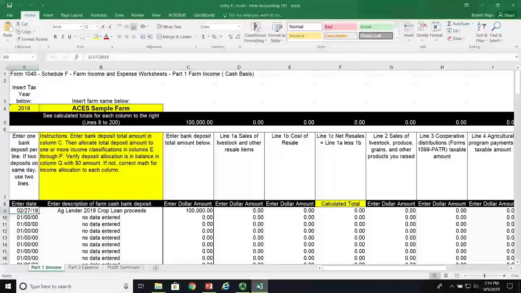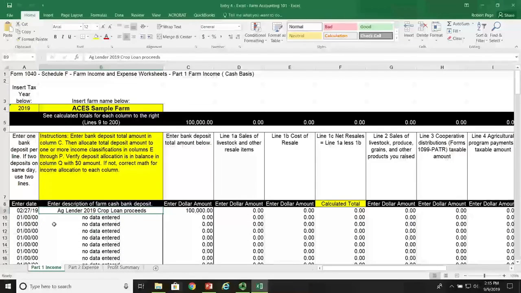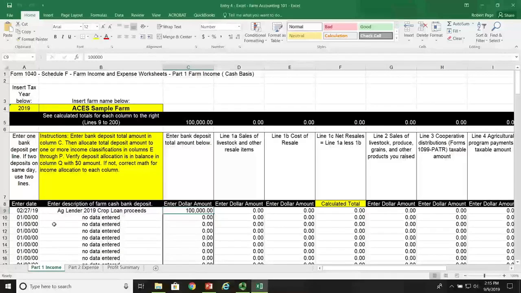In this example, we are now looking at Sheet 1, shown right here at the bottom under Part 1 Income. Our earlier presentations have concentrated on the sheet for number 2, which were expenses. Today is shown as an income sheet. The date is 2/27/19. We received the funds from the ag lender, 2019 crop loan proceeds. So we received $100,000 in bank deposits, which is shown here in column C.